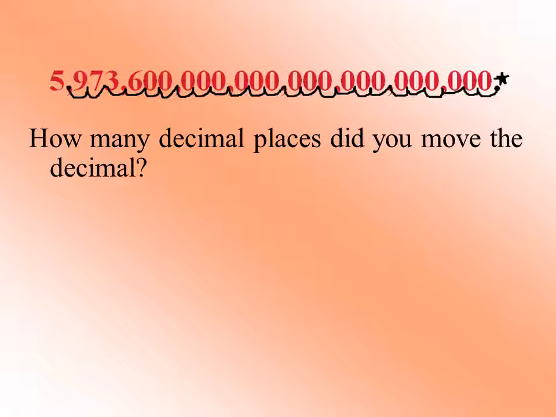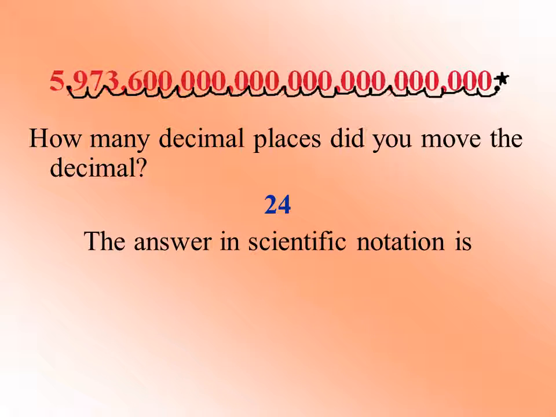How many decimal places did you move your decimal? If it started at the right side of the number and you moved it all the way to the left between 5 and 9, and you said 24 spaces, that is right. So if you put the number into scientific notation, it would say 5.973 times 10 to the 24th power.